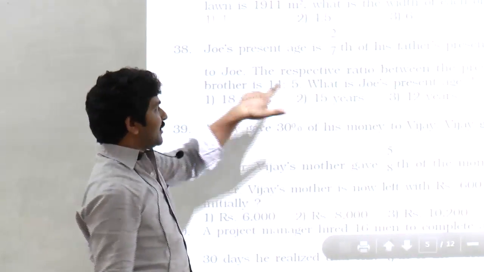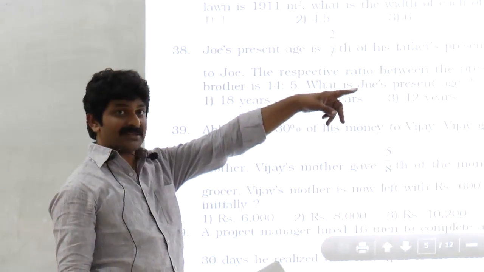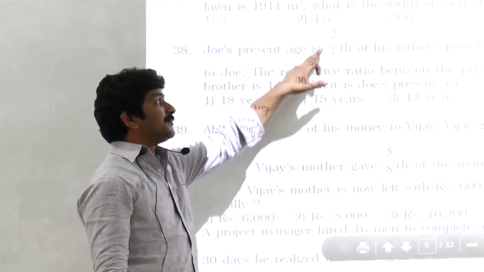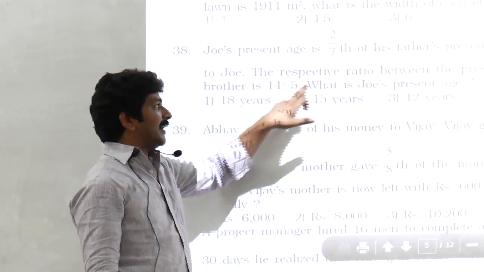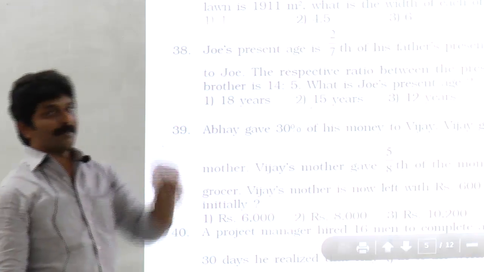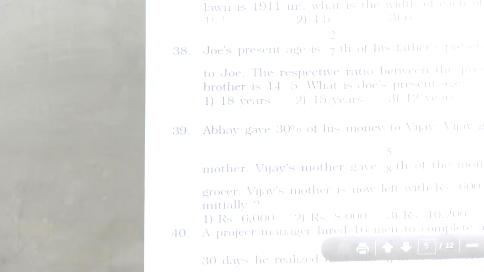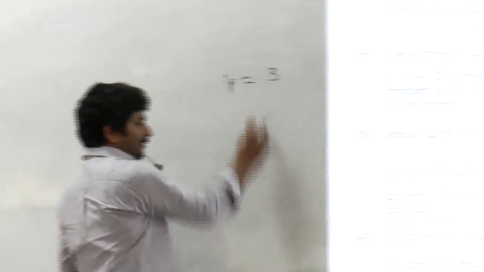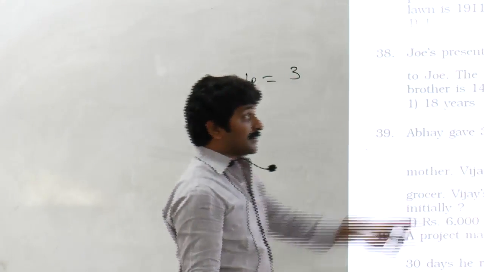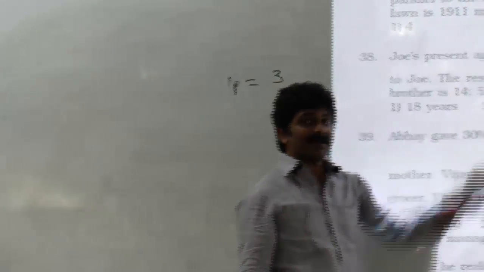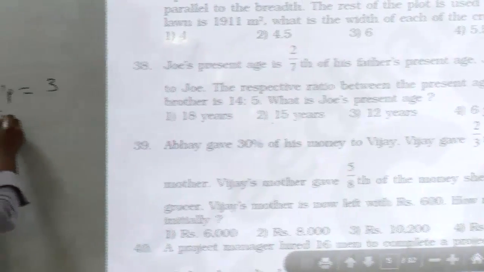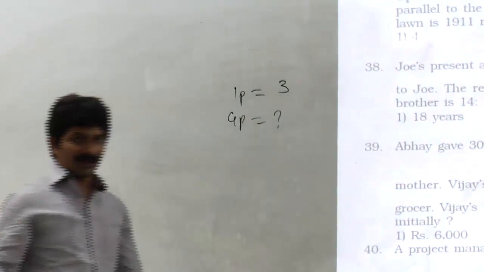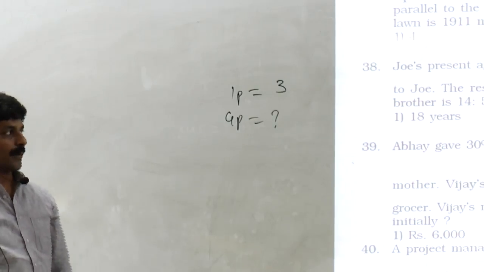And what is the difference between Joe's age and Joe's brother's age? 3 years. In terms of number of parts, it is 4 parts here and 5 parts here. Difference is 1 part. 1 part is equal to 3 years. Difference in terms of number of parts and in terms of number of years. And you are asked about Joe's age. In terms of parts, it is 4 parts. 4 parts is equal to how much? 12 years.